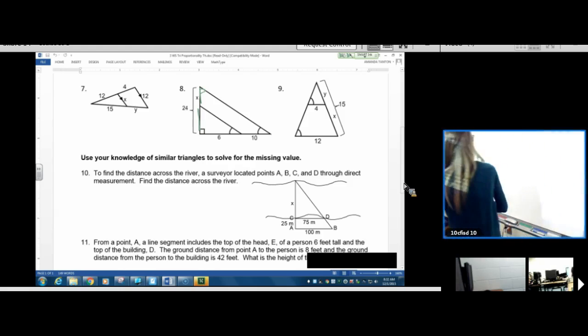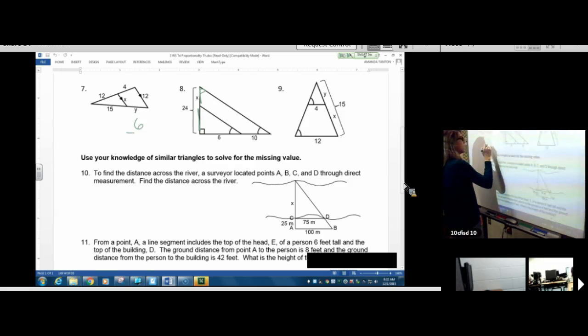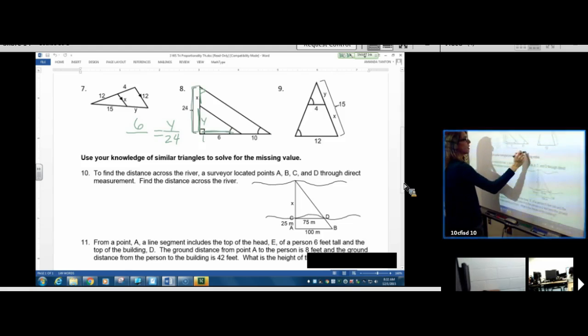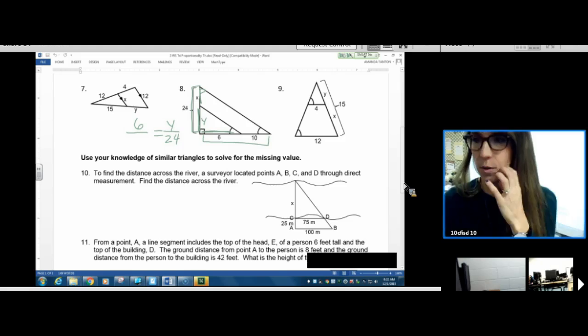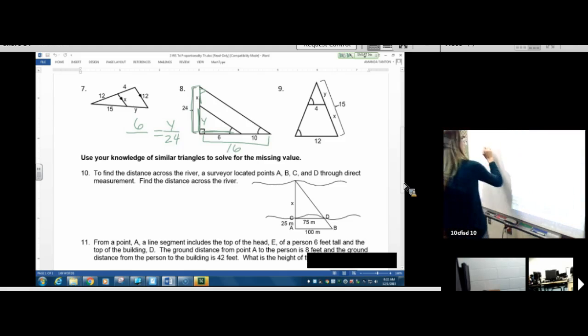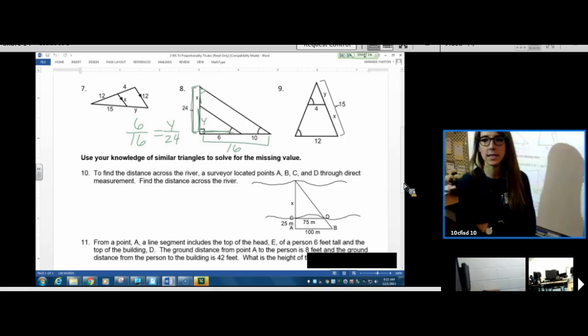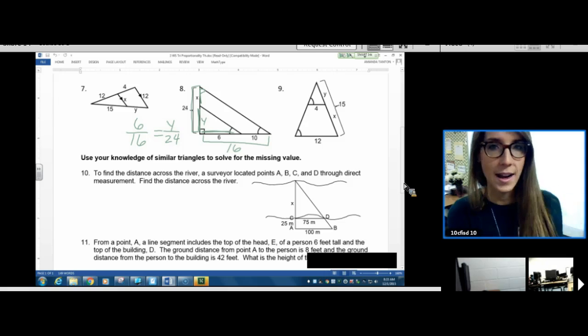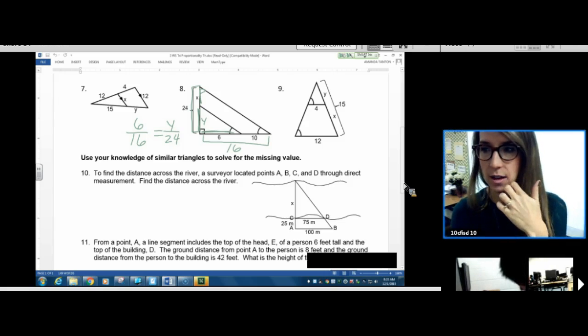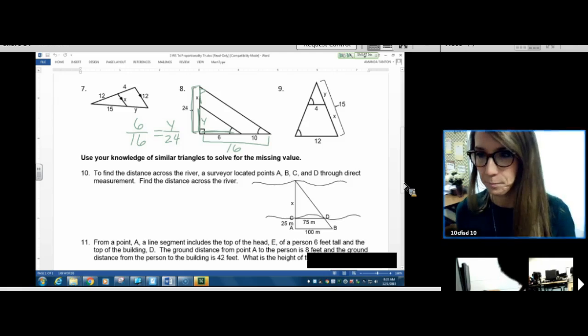I'm going to say 6 is to something as, I'm going to call this y, as y is to 24. See how I did as y is to 24? So I would do 6 is to, I would need 24's counterpart. I would need the corresponding side of 24, which would be 16. Take a look at that and make sure that makes sense to you. 6 is to 16 as y is to 24. I added a variable because we can't start off by finding x. Are we okay with that?